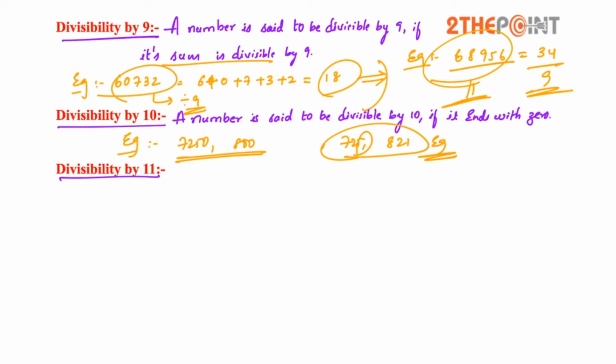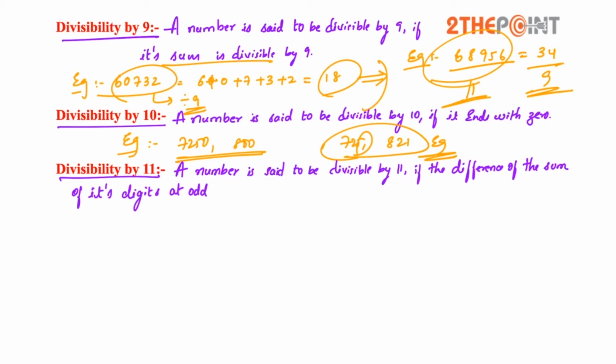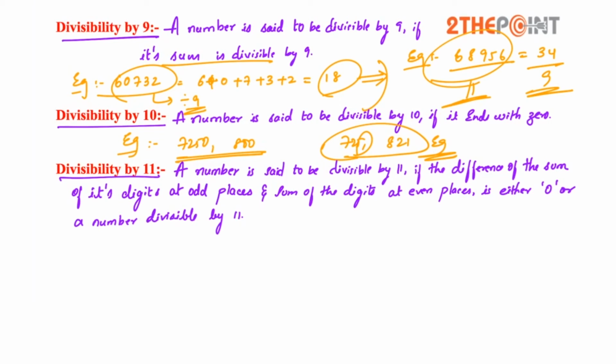Divisibility by 11. A number is said to be divisible by 11 if the difference of the sum of its digits at the odd places and the sum of the digits at even places is either 0 or a number divisible by 11. For example, let's consider the number 4832718. Check whether it is divisible by 11.